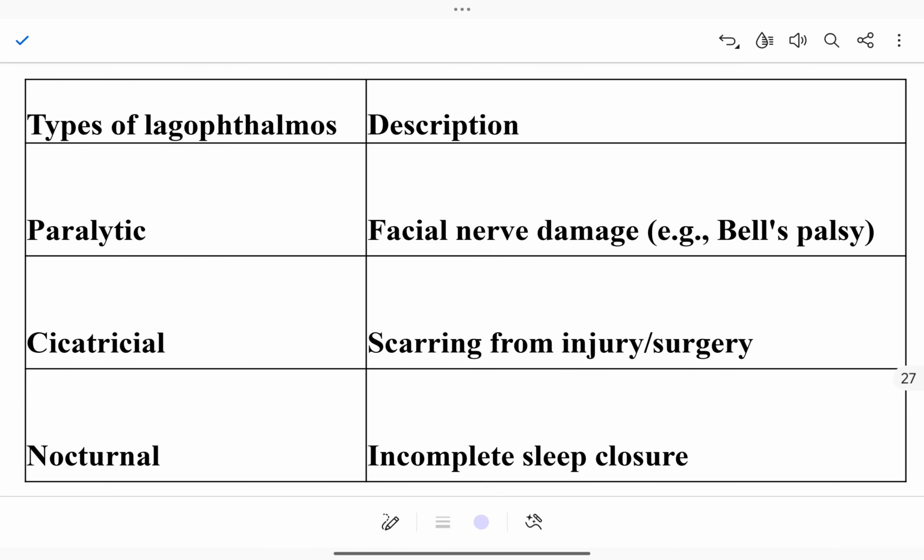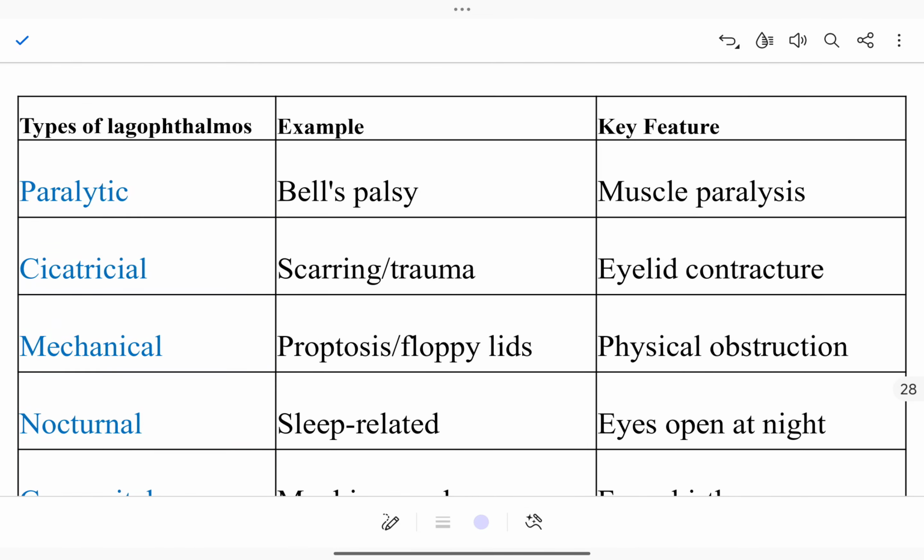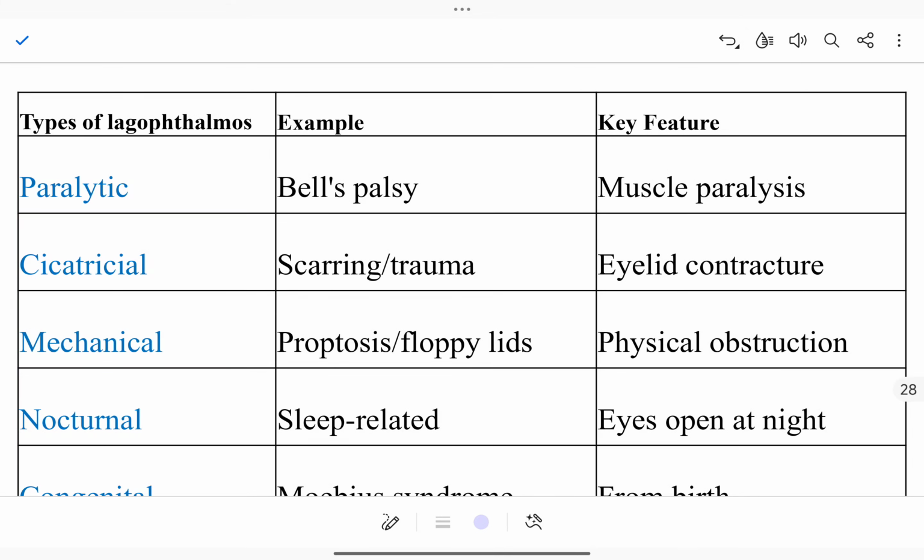Types of lagophthalmos. Mainly it is of three types: paralytic, cicatricial, and nocturnal. Paralytic is because of facial nerve damage, Bell's palsy. Cicatricial is scarring from injury or surgery. Nocturnal is incomplete sleep closure. There are some others also.